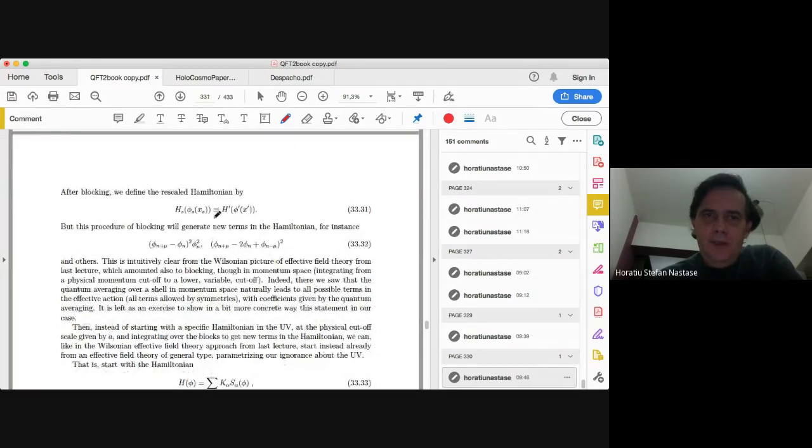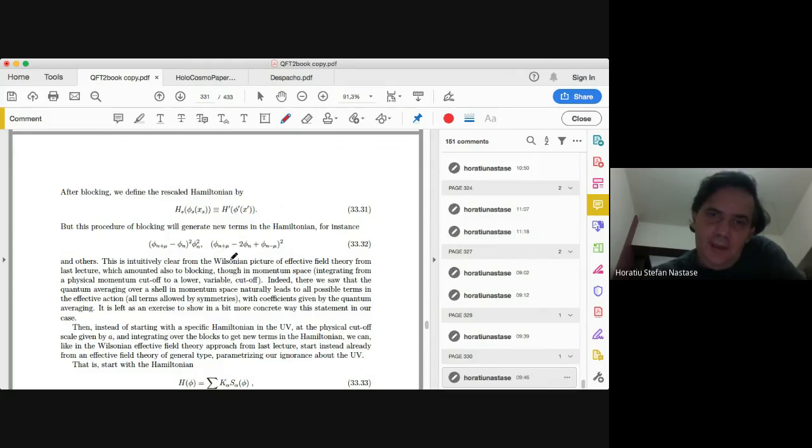But by doing this blocking, we will generate new types of terms in the Hamiltonian. So for instance, what can I get? Well, I can get all sorts of terms, but here I gave two examples. So phi n squared, phi n plus mu minus phi n squared is what? Well, this thing we saw corresponds to the kinetic term, d phi squared. And then this is just phi squared. So this is phi squared d phi squared.